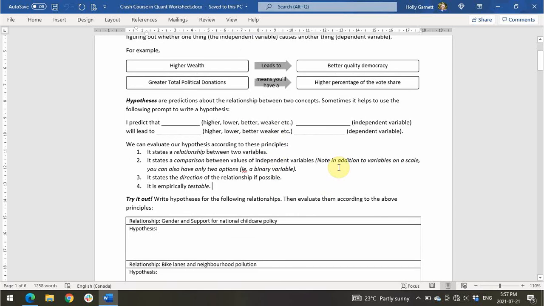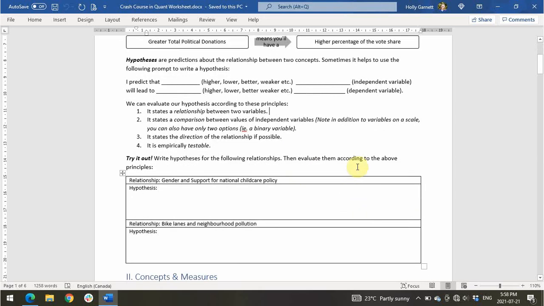There are a few things about a hypothesis that need to be there just to get these foundations correct. First, it needs to be a relationship between two variables. So check, we got that. It has to be a comparison between values of these independent variables. It can be a variable on a scale. It can also be a binary variable, so just two options, it is or it isn't. You voted or you didn't. There's going to be some sort of prediction about the direction of the relationship. So more wealth, better democracy. More wealth, win an election. And it is something that you can empirically test. We're going to get to that.